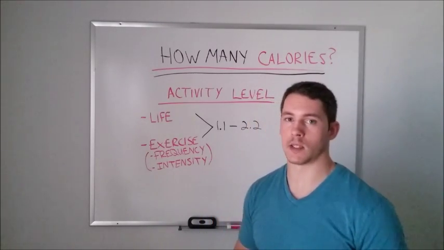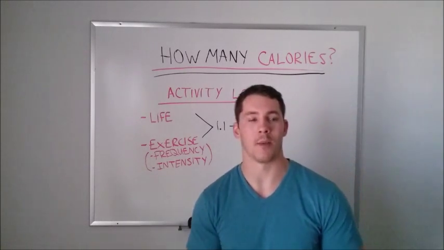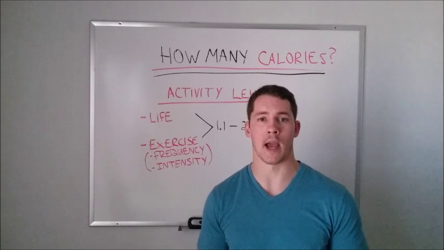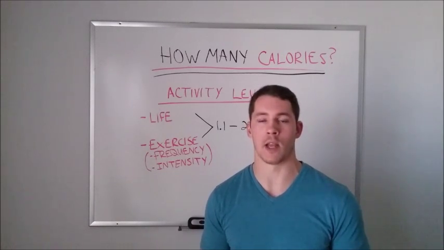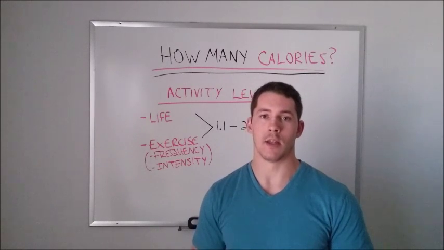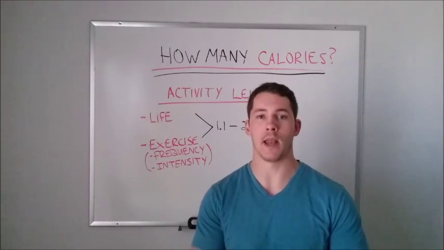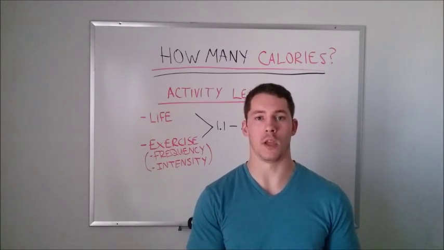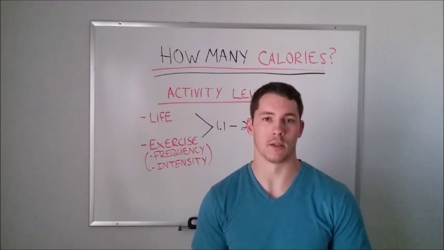And what this means is if you live a completely sedentary life, let's say that you never leave the house, you sit on the couch or you're in bed all day long every day, and you do absolutely zero exercise, then most likely you're not expending very many calories. So you would be closer to the 1.1 on the scale.